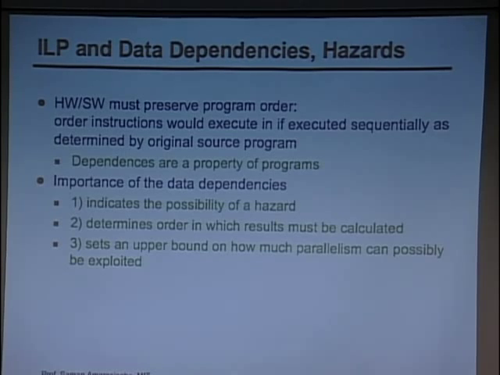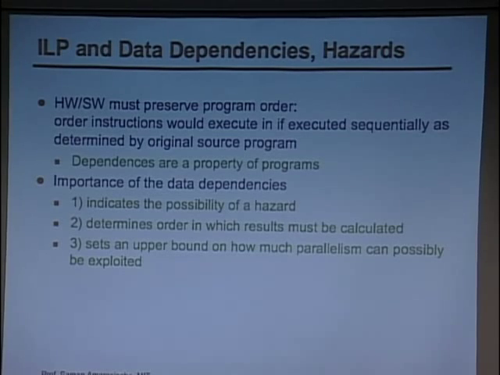Dependence is important because it indicates the possibility of hazards, and how these dependencies have to work. It determines the order in which the results might be calculated, because if you need the result of one to do the next, you have what you call a dependence chain, and you have to execute that in that order. And because of the dependence chain, it sets the upper bound of how much parallelism can possibly be expected.